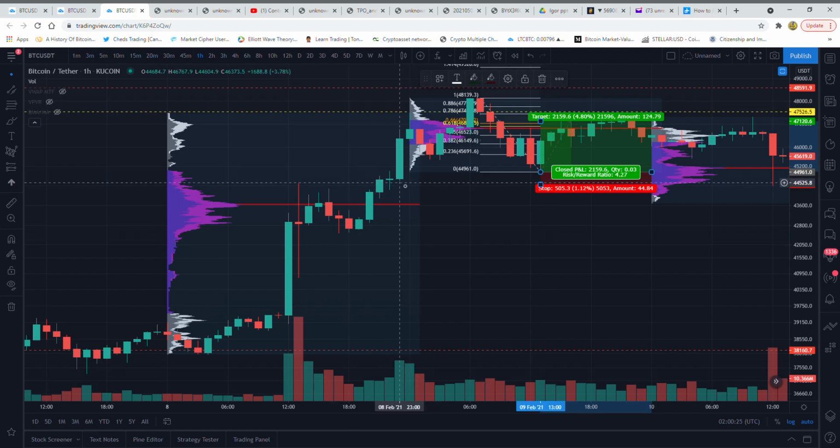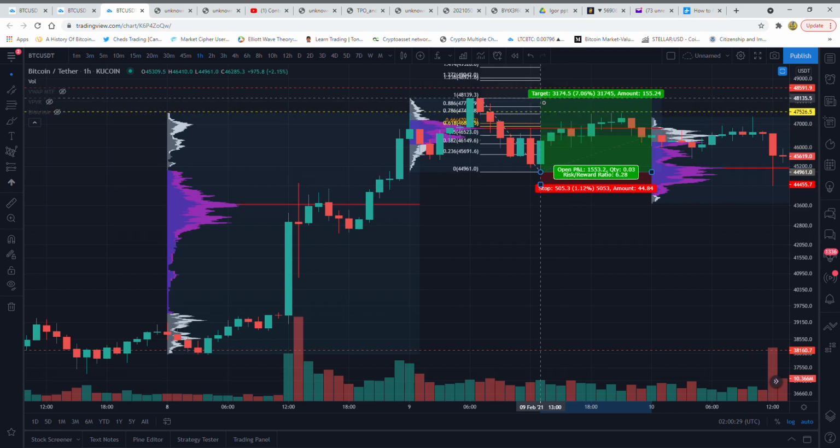Right below this candle here. Target, all the way up. Take 50% on the 0.618. Take another 10-20% of the trade at the 7.86. Let the rest run. Move your stop loss to the entry.